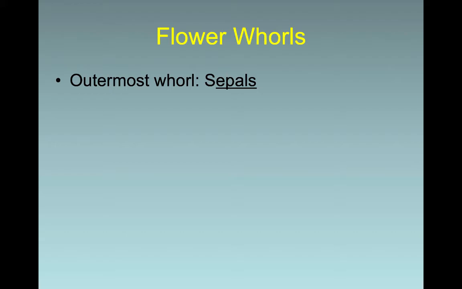Anyway, back to our flower parts. Sepals are the outermost ring, usually protective. The next layer in is made up of petals. And so if you take all the petals together collectively in a flower, you have what's called the corolla, just like the car, the corolla, all the petals together. And the petals, a lot of times, are attractive. They don't necessarily have to be, but they're attractive to pollinators.